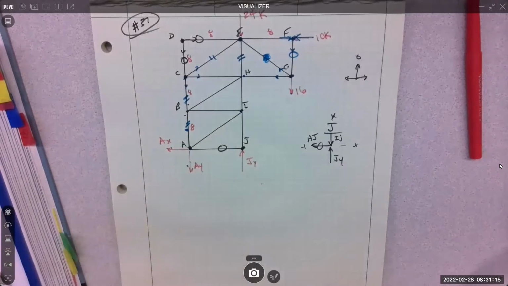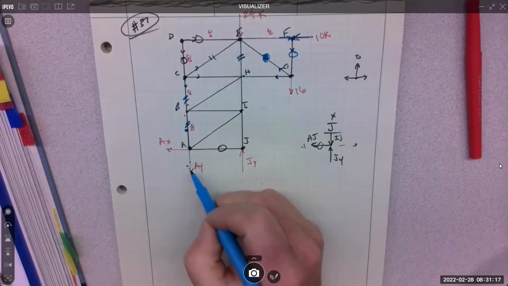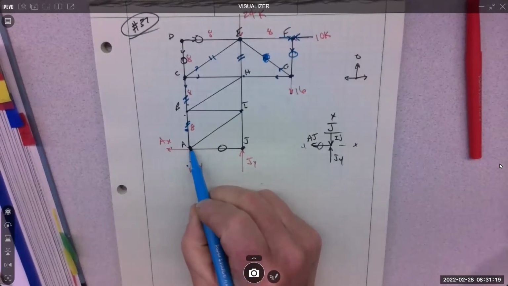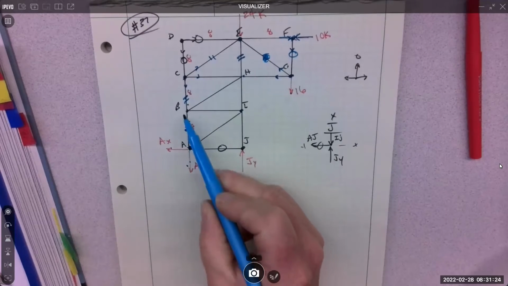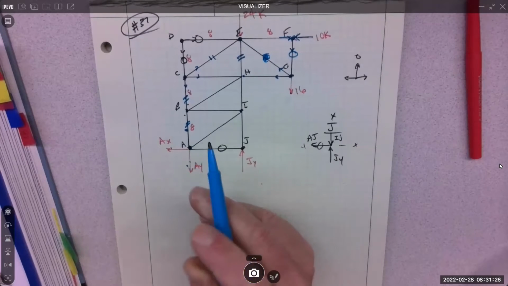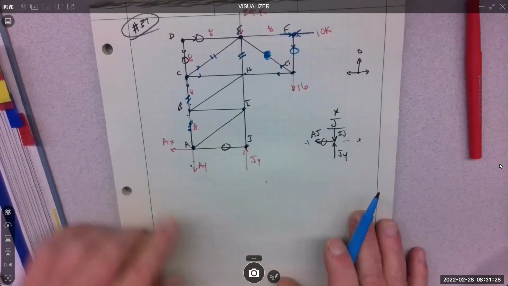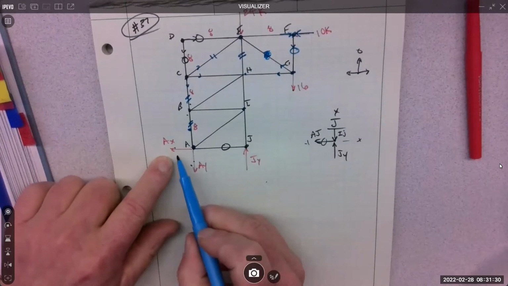Right? But I'm not going to do it. I'm going to get AX and AY and then do a joint analysis at A. And the focus is trying to get AB. Make sense? All right. So how do I get AX?